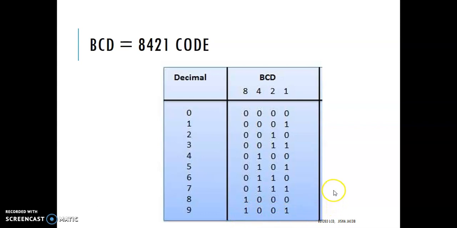Hence, BCD code. BCD is also known as 8421 code. It is easily understood when you look at the weight of each position. The weight of this position is 1, the weight of this position is 2, this is 4 and this is 8. And these are the only weights that go in BCD. So it is also known as 8421 code.